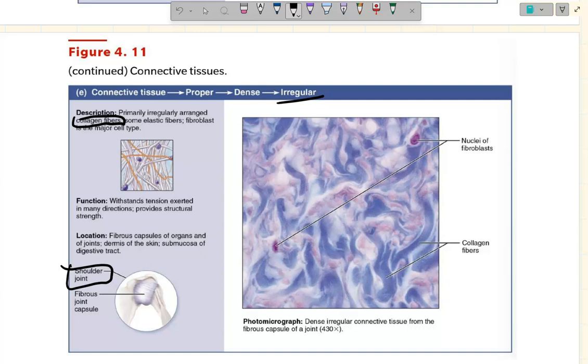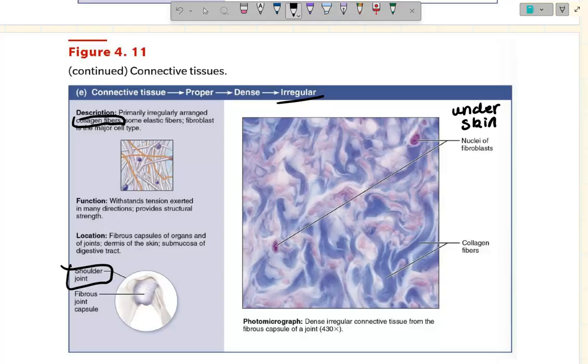So because it has to twist and turn and be pulled in a lot of different directions, it has this additional connective tissue called dense irregular. Another really good place that dense irregular is found is under skin. So this is found under skin.